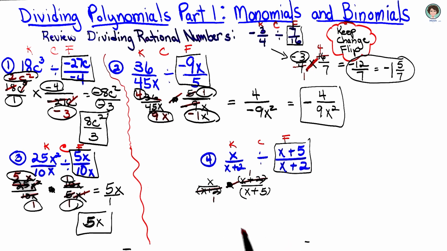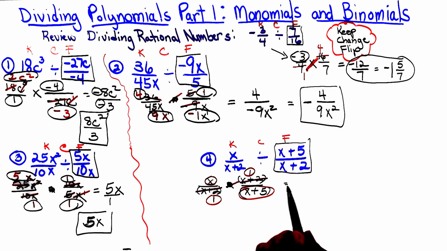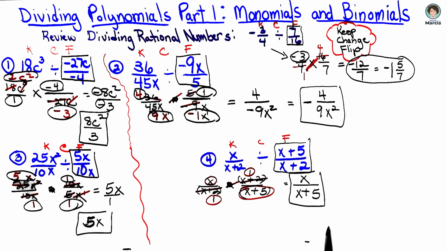So now notice I have an x across from an x plus 5, but this is considered 1 unit. So this cannot be simplified. So I'm going to circle what I have to multiply, and x times 1 is equal to x, and 1 times x plus 5 is just x plus 5. And this is your answer in simplest terms. Remember, because this comes together and it's not multiplication between it, that x cannot be simplified.